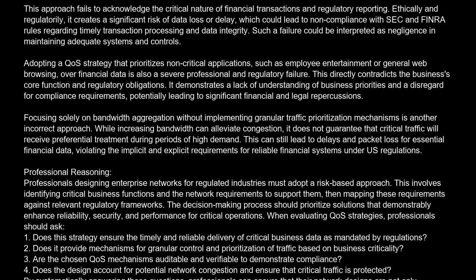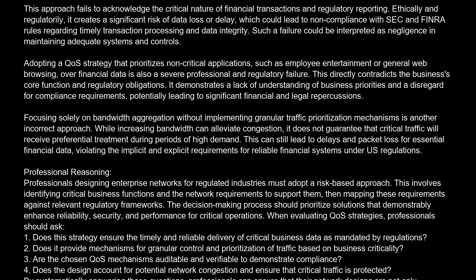Focusing solely on bandwidth aggregation without implementing granular traffic prioritization mechanisms is another incorrect approach. While increasing bandwidth can alleviate congestion, it does not guarantee that critical traffic will receive preferential treatment during periods of high demand. This can still lead to delays and packet loss for essential financial data, violating the implicit and explicit requirements for reliable financial systems under U.S.